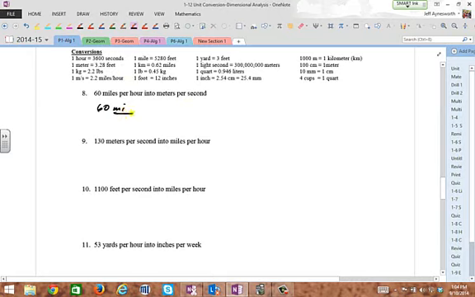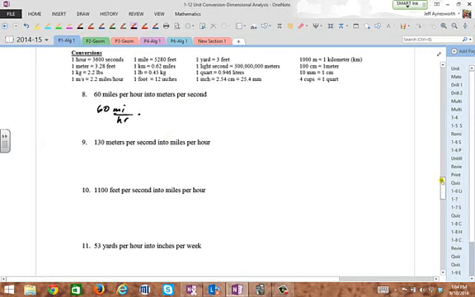So it's 60 miles per hour written as a fraction. We've got to go miles to meters. So we go miles to feet and then feet to meters. So let's do that first. I'm going to go miles to feet and then feet to meters. Now I know that there's 5,280 feet per 1 mile.